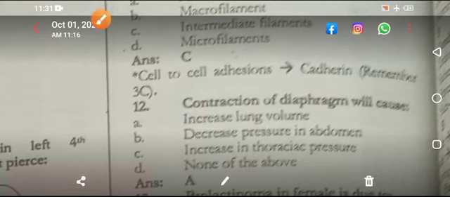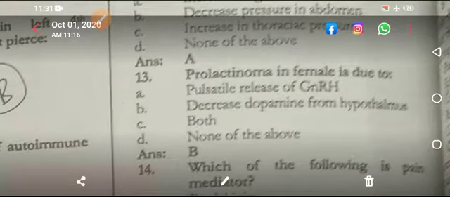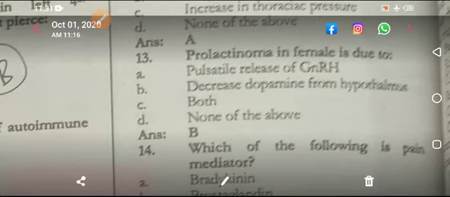Contraction of diaphragm will cause what? If your diaphragm is contracting, it increases the lung volume, but which diameter is it increasing? The answer is vertical diameter. Prolactinoma in female is due to decreased dopamine from hypothalamus. Normally, the dopamine inhibits the prolactin. If there is decreased dopamine, there will be increased prolactin.